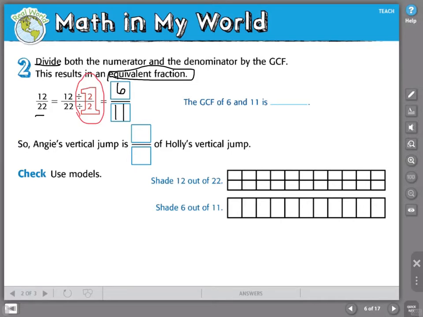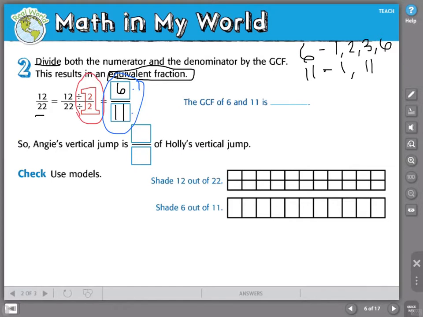So now we've come up with a fraction 6/11. Now, is this in its simplest form? How could we check? Well, we have to see if we can find the greatest common factor of, again, our numerator and our denominator. So the factors of 6 are 1, 2, 3, and 6. The factors of 11, well, 11 is prime, so I know it has 2 factors, 1 and itself.